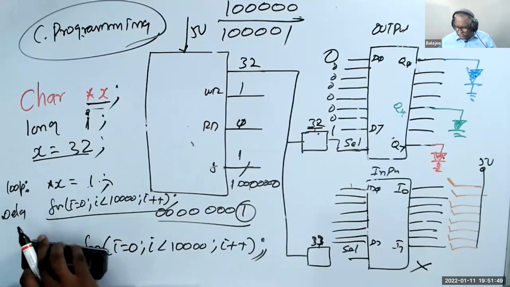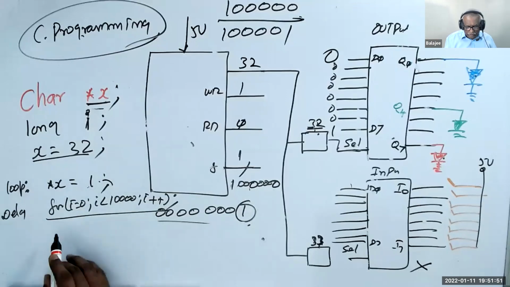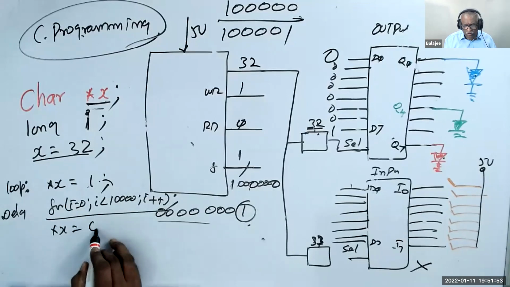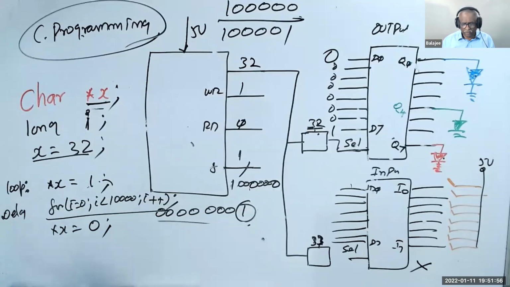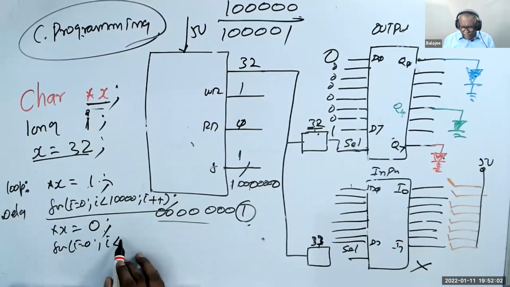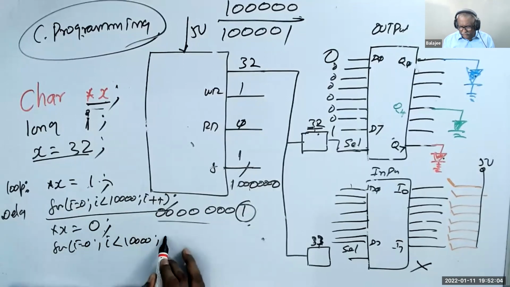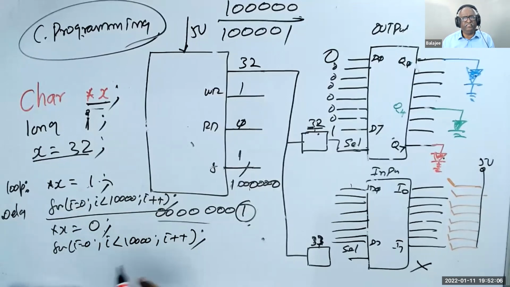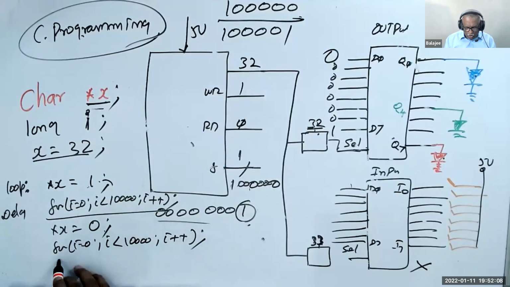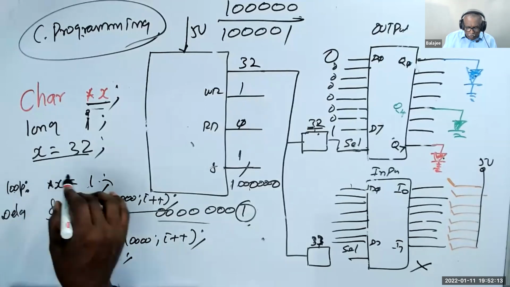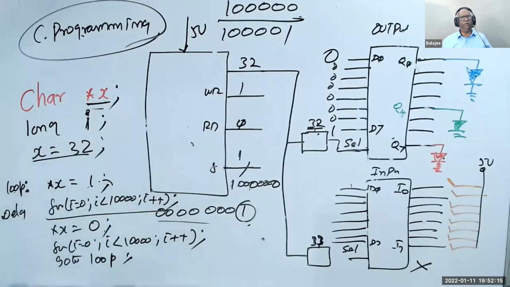Now what I do here is, I'll say star X is equal to 0. That means I turn off the LED. 0 means LED off. Now we'll say for I is equal to 0, I less than 10,000, I plus plus. Once again I give a delay. Now I say go to loop. I go here and do it once again. Now it's blinking. Am I right?